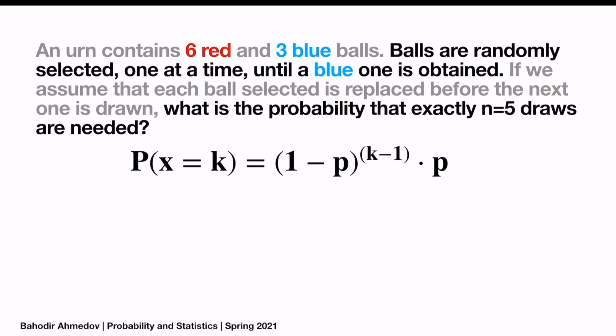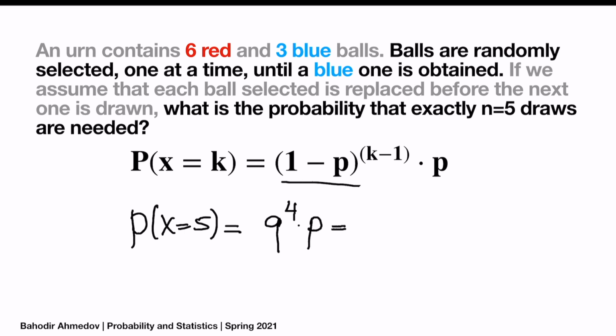So please note that the number of trials which you need to do in order to get the first blue ball has the geometric distribution, and we can use this formula in order to make the calculations. Probability of x equal to 5 is going to be equal to q to the power of 4 times p. Please note that 1 minus p is nothing else but q. And the probability q of choosing a ball which is not blue is equal to 6 over 9, to the power of 4, times 3 over 9.